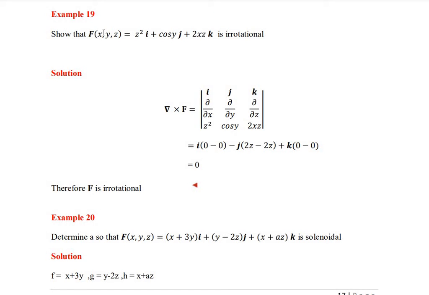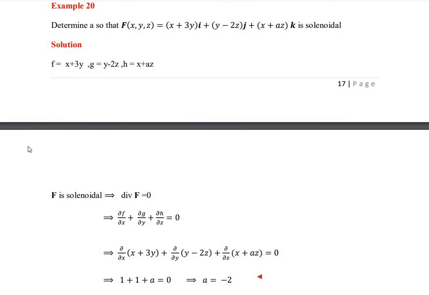Next question is show that f of x y z is equal to z square into i cap plus cos y into j cap plus 2xz into k cap is irrotational. So we want to show that the cross product, del cross f, will be equal to 0. We can find out that one. So f is irrotational.